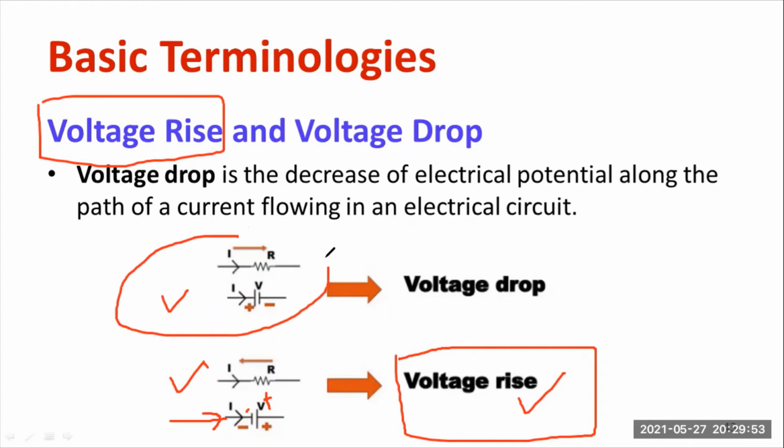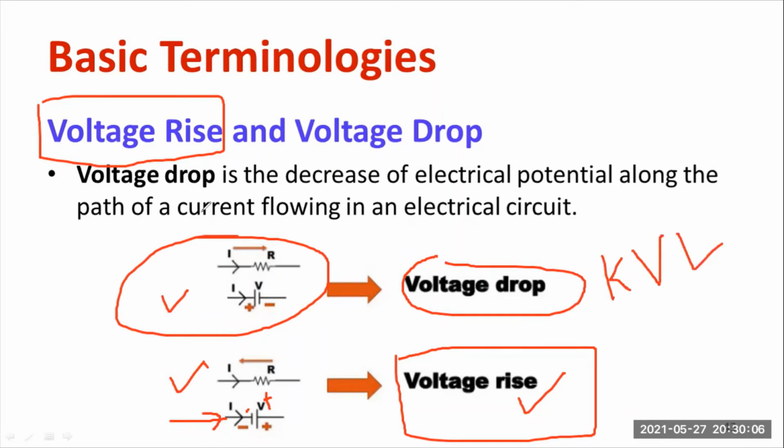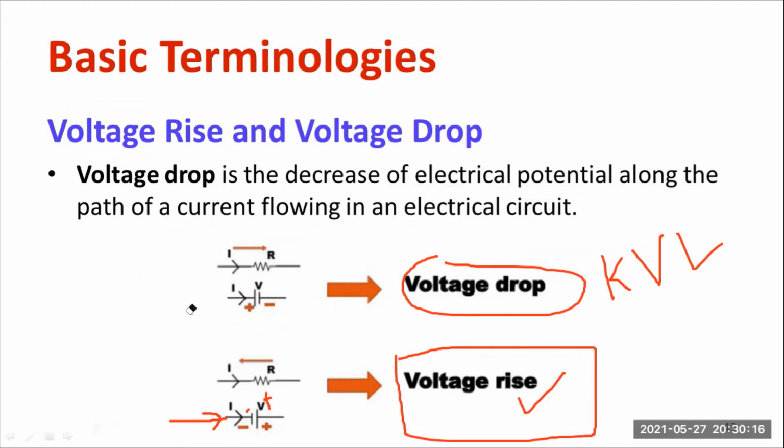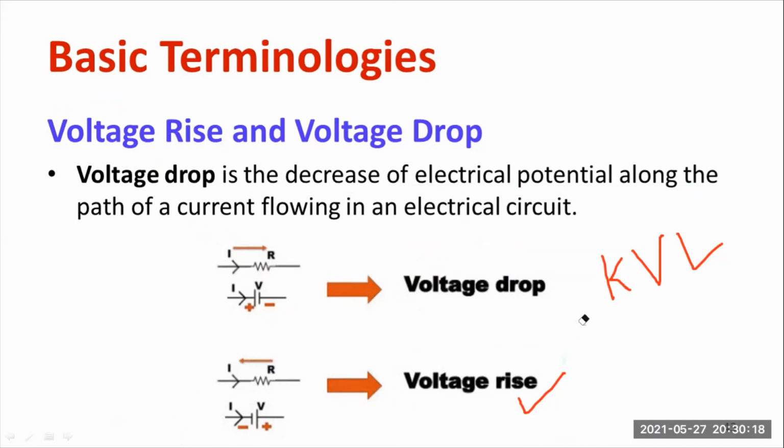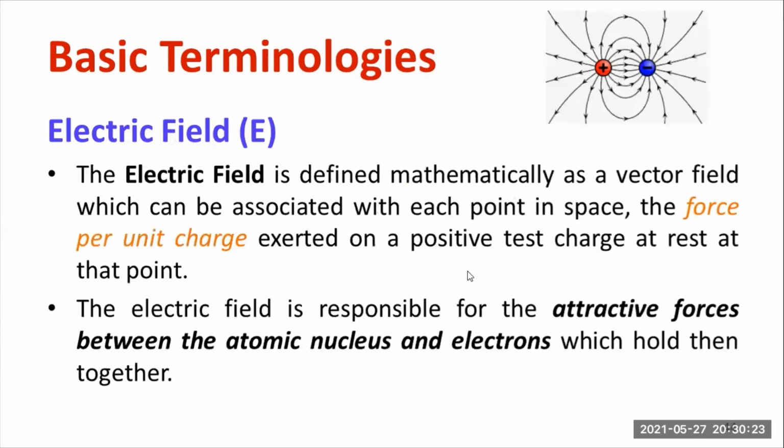If I look at the opposite case, here what is going to happen? The current flows from positive to negative. That means it represents the voltage drop. It is very important when I talk about Kirchhoff's voltage law, KVL. I'll be explaining, no worries. The voltage drop is the decrease of electric potential along the path of current flowing through the electric circuit. And the voltage rise is just the opposite of voltage drop. Okay. So the sign convention is also very important when I talk about Kirchhoff's voltage law. At that time, I am going to recall it once again.